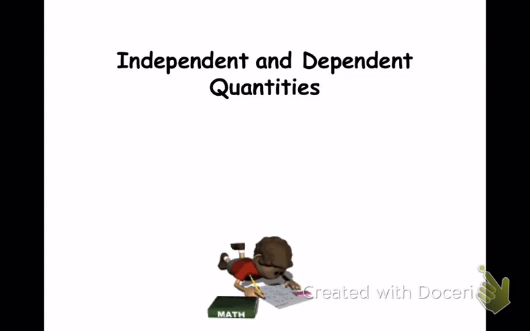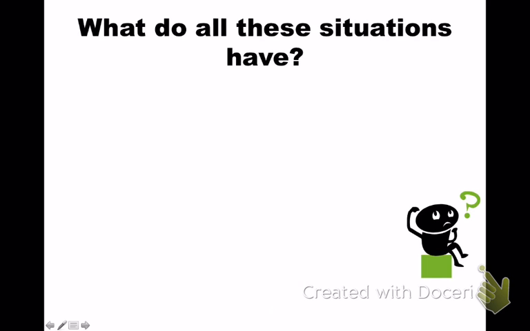So today we're going to be doing a quick intro on independent and dependent quantities. The problem you just went over on the left side of your handout, having to do with video games and hours spent, is an example of a situation that has independent and dependent quantities. So here are a few more examples, and let's see what they all have.